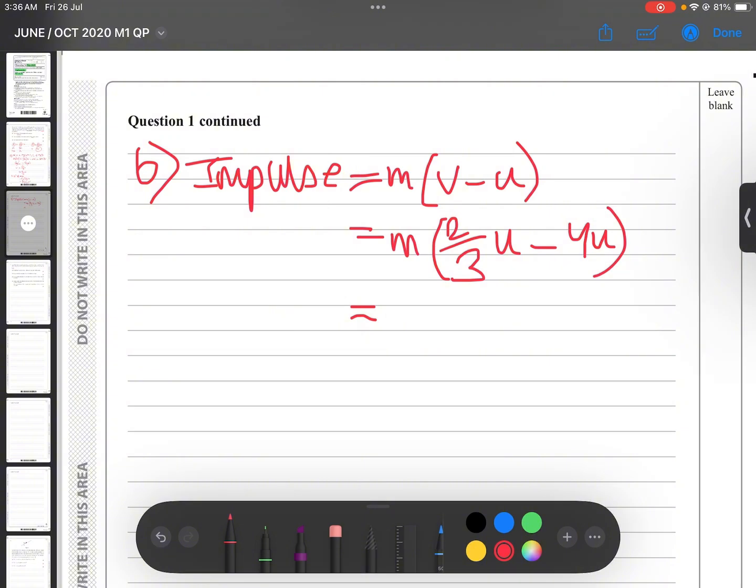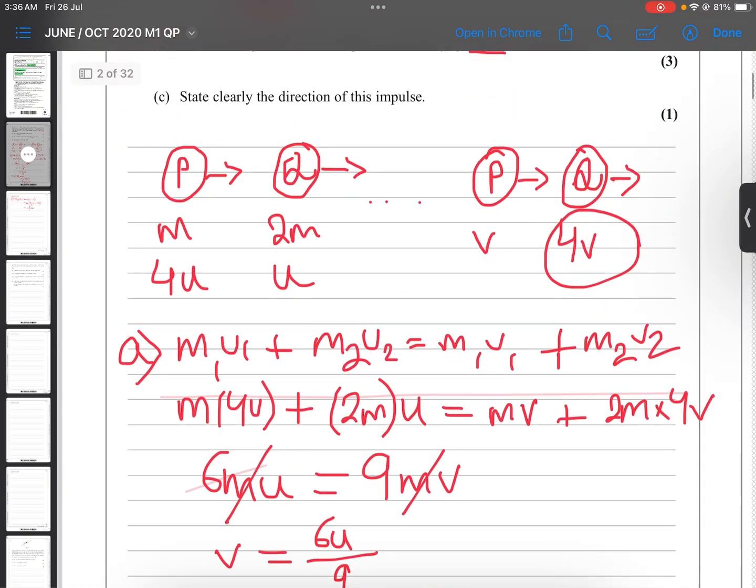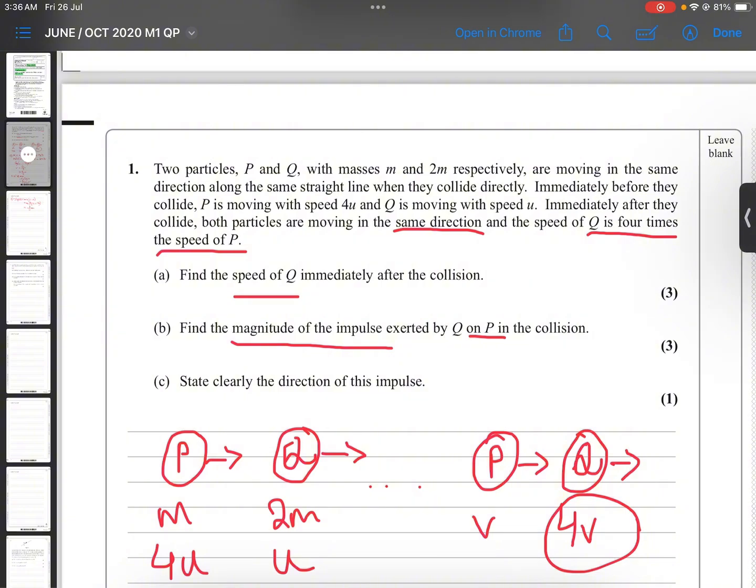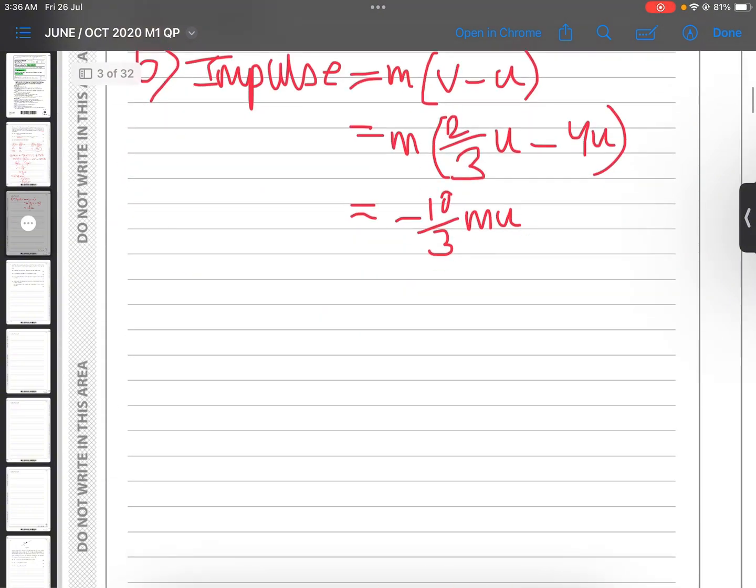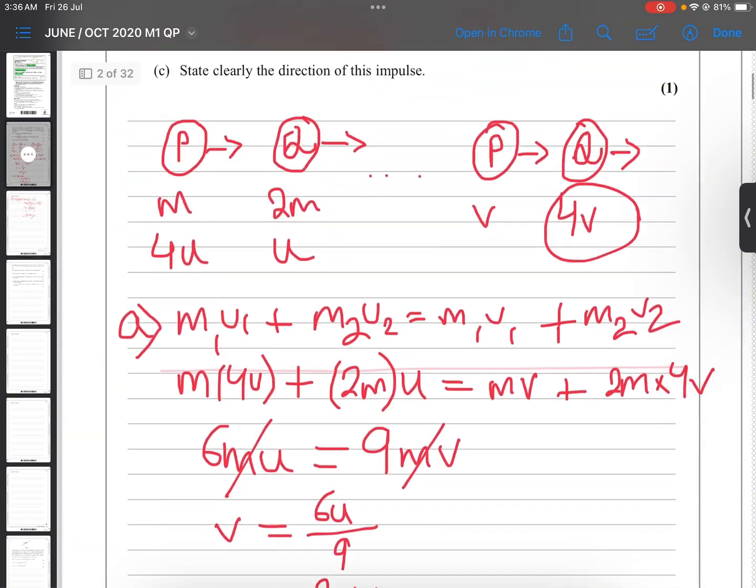If we simplify this, we get minus 10 upon 3 mu. Now, this is a negative answer, but they said they want the magnitude of the impulse. Remember that magnitude is always positive. So finding the magnitude of minus 10 by 3 mu, we are going to get 10 over 3 mu. I hope you got the point. This is the answer to part B.